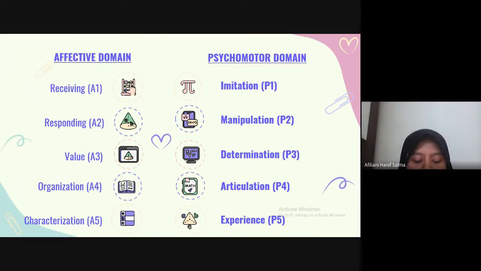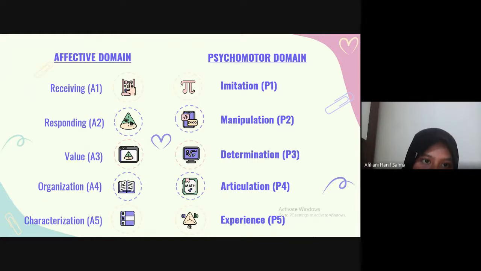And the fourth is organizing, or we can call it A4. This refers to the unification of values. Different attitudes that make it more consistent can lead to internal conflict and form an internal value system. For example, agreeing to respond to professional ethics, recognizing the need for a balance between freedom and responsibility.